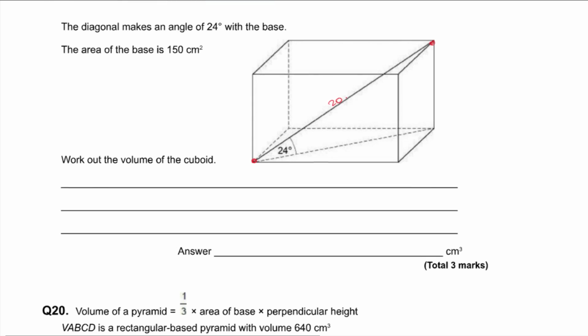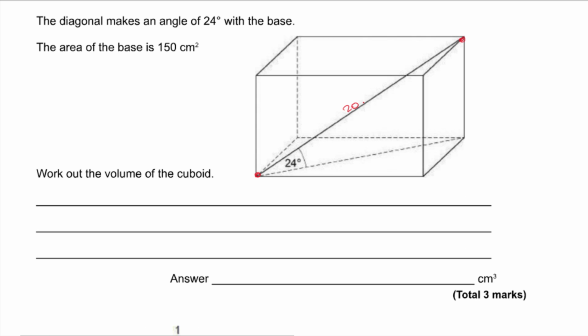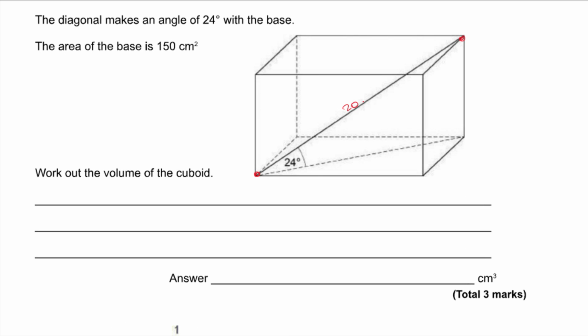The diagonal makes an angle of 24 degrees with the base. That is on the diagram. The area of the base is 150. That isn't on the diagram, so let's just add that in. So the area of that is 150 centimeters squared. Work out the volume.